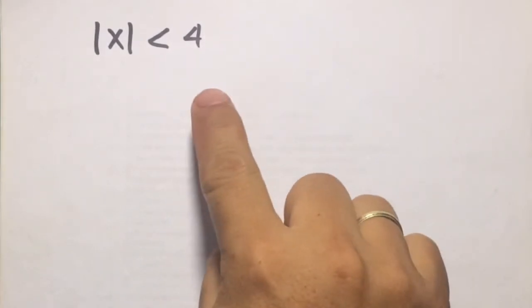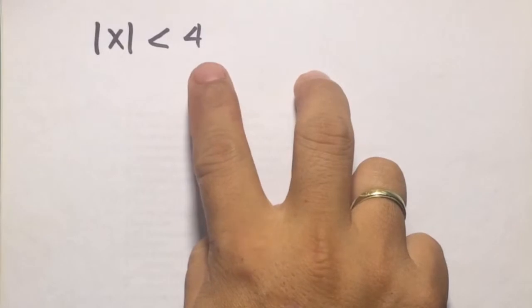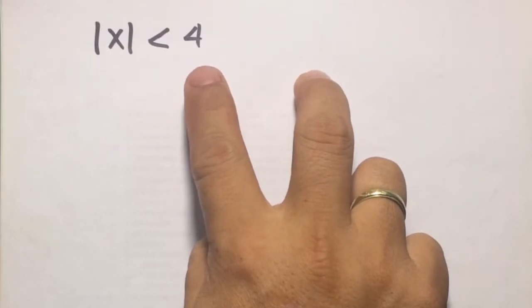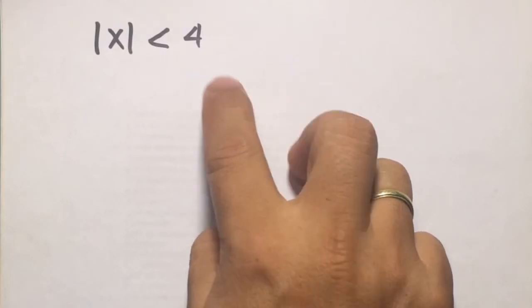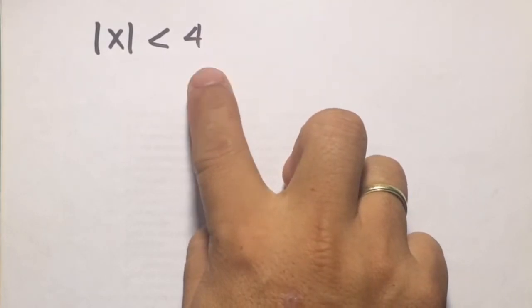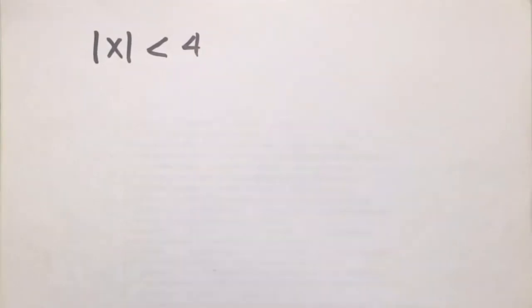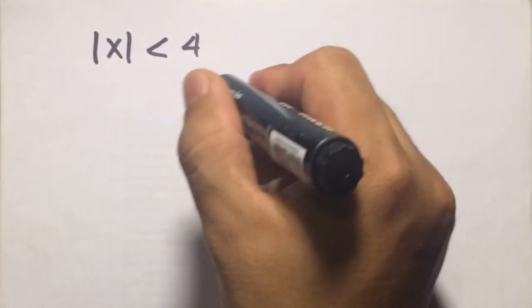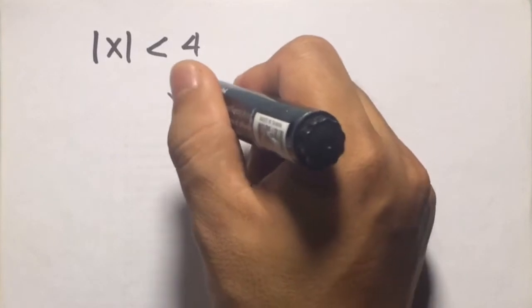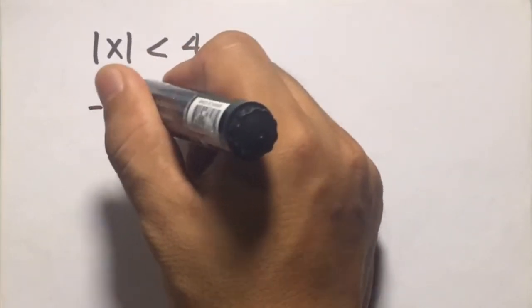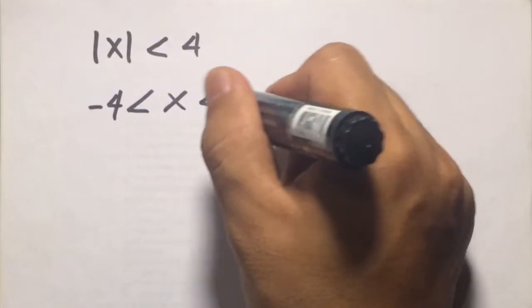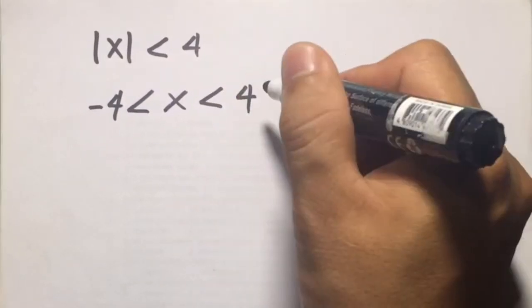Now this means that in this expression, the absolute value needs to be less than 4, but it also has to be greater than negative 4. So in here we're going to have the double inequality: x is greater than negative 4 and less than 4.